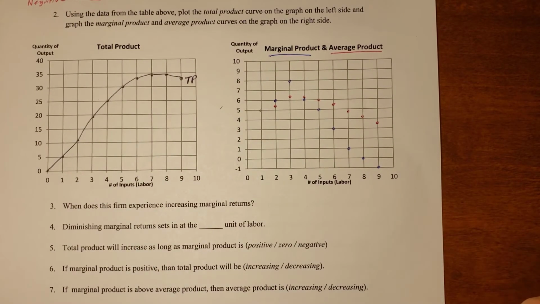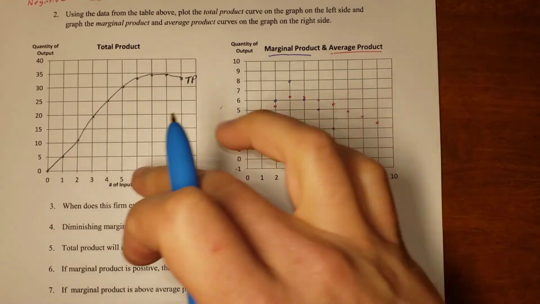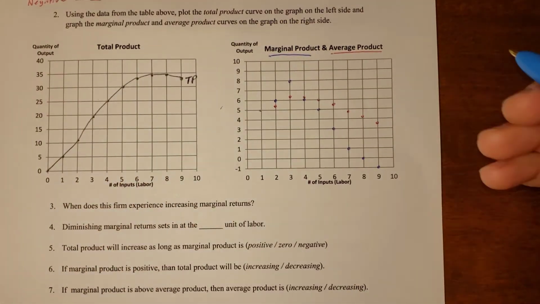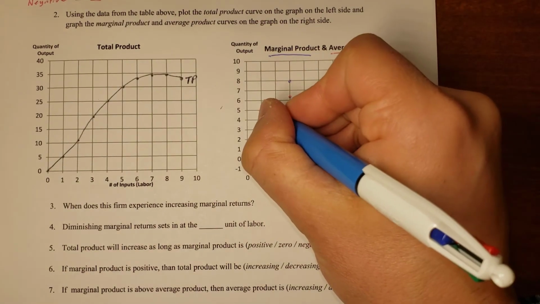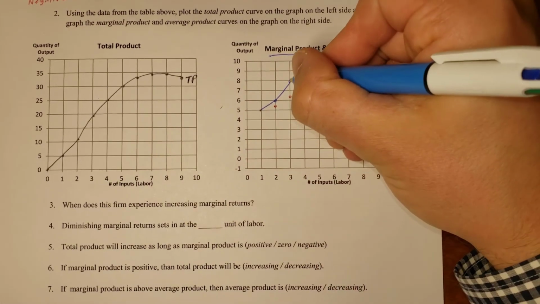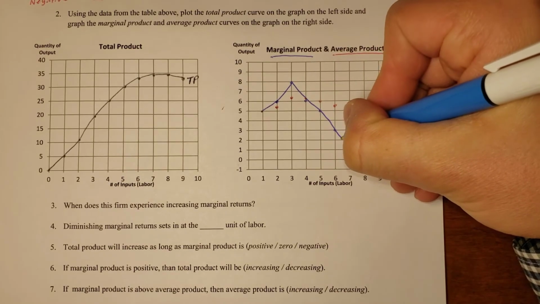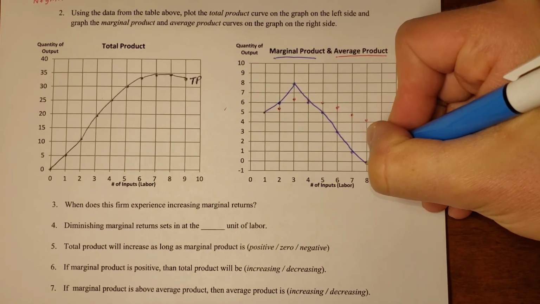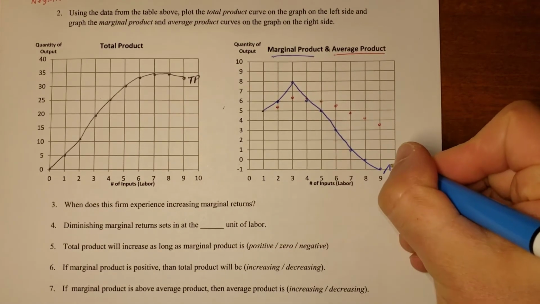Now on the marginal and average product curves, these curves are going to look a little bit different. The reason I'm plotting them separately is so that you can see what's going on, and that way it's not so small on this side. So we're going to start with the marginal product curve. The marginal product starts at 5 and starts rising very quickly, but then it's going to start diminishing. And then it's going to go to 0 and then ultimately negative. So this is your marginal product.